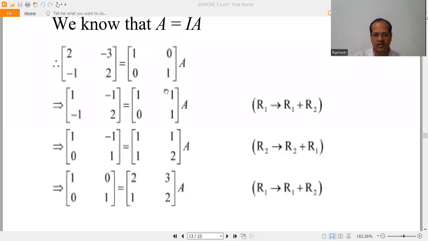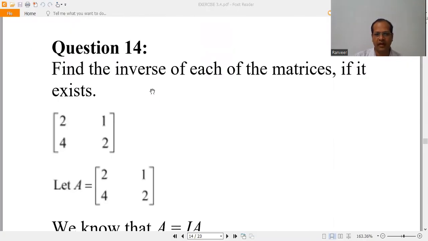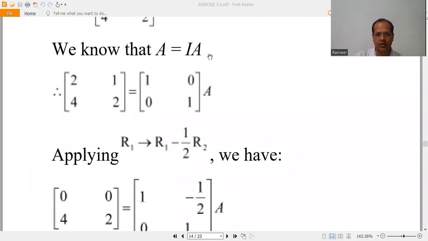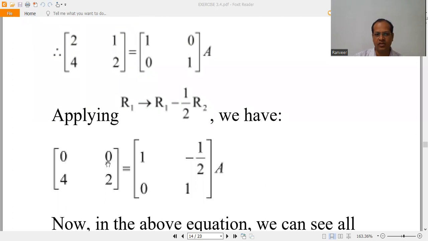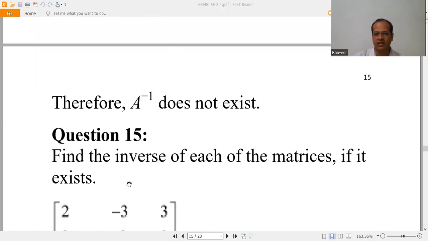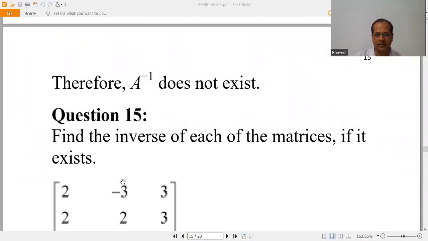Now next question, find the inverse of the matrix if it exists. Same we have to do. A equal to IA, so R1 tending to R1 minus R2 by 2. So this becomes 0, 0, 4, 2. Now in the above we can see that all the entries in the first row of the matrix in the LHS are zeros, so A inverse does not exist. If any particular row or column is all 0, then the inverse is not possible.